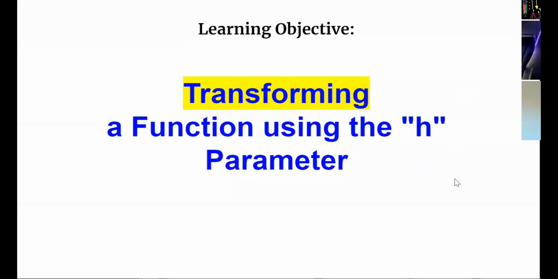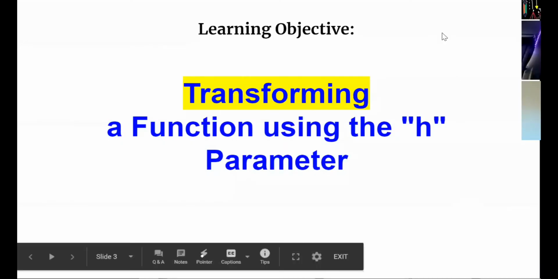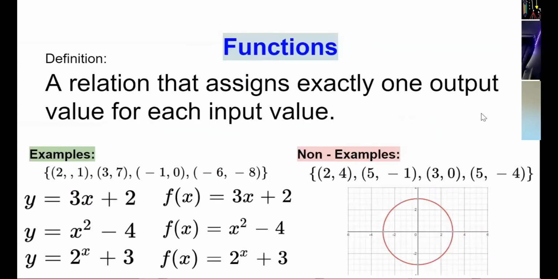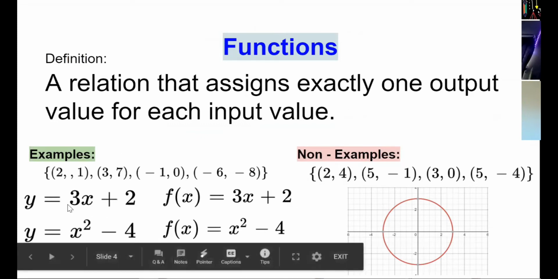Using a parameter h. So again, we were introduced to different parameters and functions here. We have the definition of a function. It's a relation that assigns exactly one output value for each input value. We have our examples here where we have our relation and we have our equations. And from those equations, we can go ahead and write them into functions.